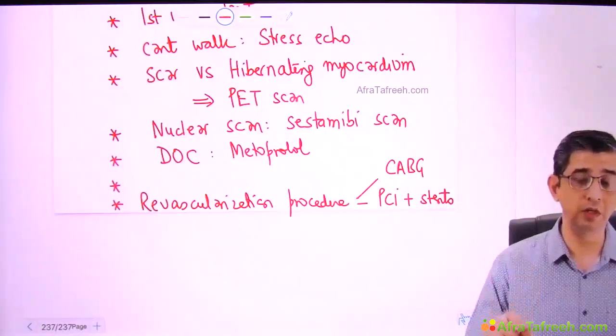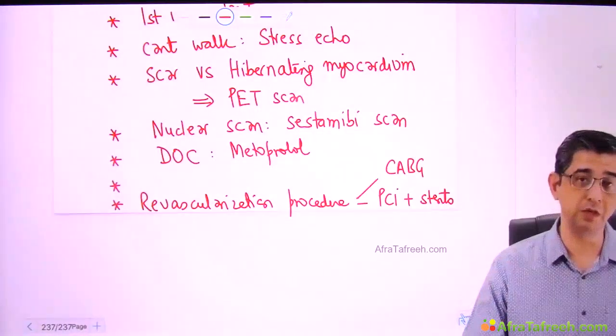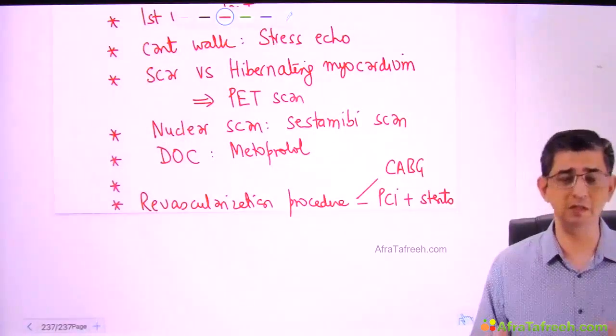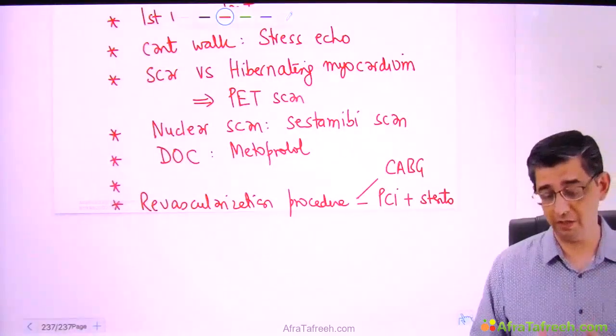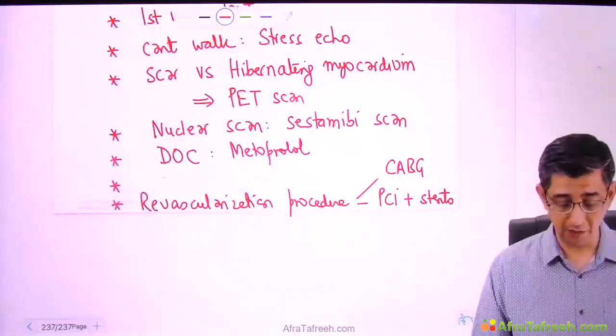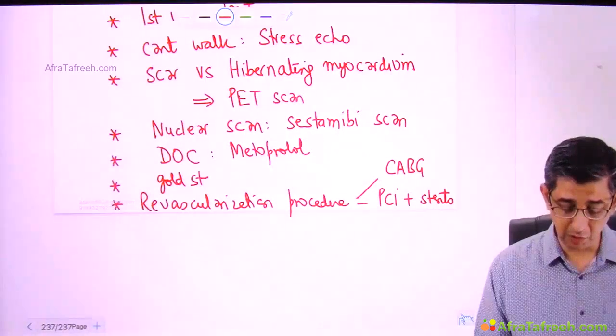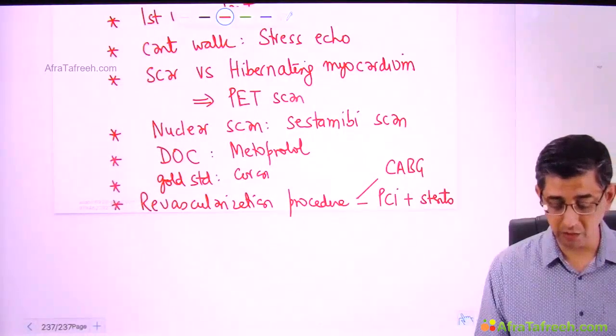The moment the words double vessel disease with multi-site obstruction come, the answer will change over to CABG. Triple vessel disease you already knew, and I also highlighted that if it is LAD with a low ejection fraction, again CABG is to be done. If he just says what is the gold standard investigation to be done in these patients, that is coronary angiography.